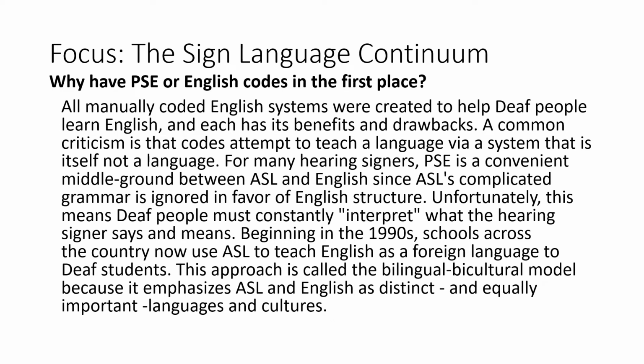Beginning in the 1990s, schools across the country now use ASL to teach English as a foreign language to deaf students. This approach is called the bilingual bicultural model because it emphasizes ASL and English as distinct and equally important languages and cultures.